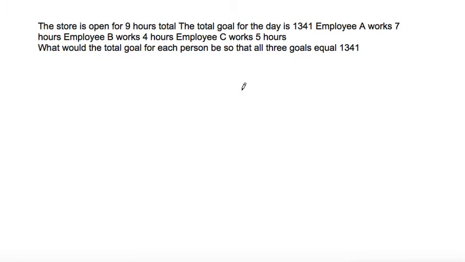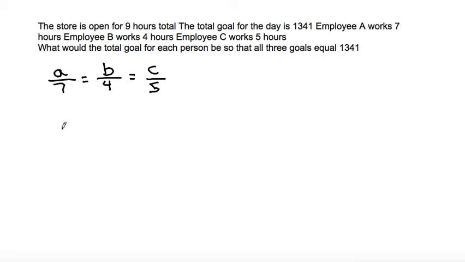So assuming that you are expecting each employee to make a certain amount of money per hour, we could say that employee A would need to make A dollars after working 7 hours, and an equal ratio for employee B would need to make B dollars working 4 hours, and employee C would produce C dollars working 5 hours. So all three of these ratios would need to be equal to one another if each employee is working at the same rate.